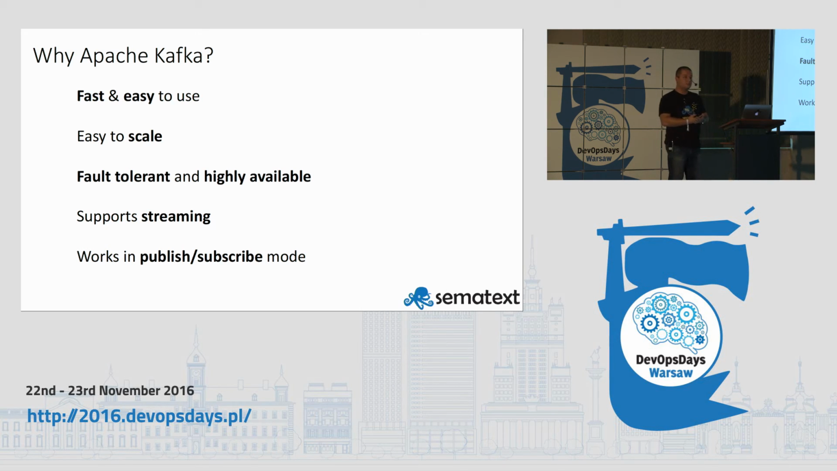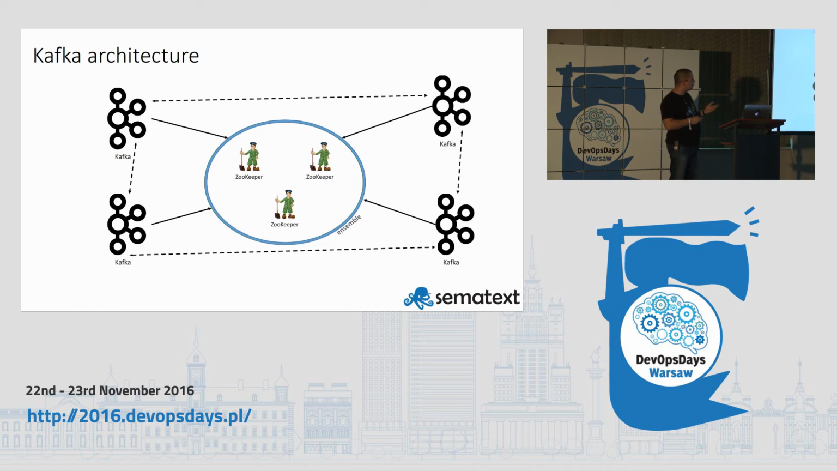It supports streaming, so if we want to do any calculations on top of streams, again, with Kafka 0.10, it's possible. Finally, it works in publish-subscribe mode, so it's very easy to send our logs to multiple destinations. So what is the basic architecture of Kafka?